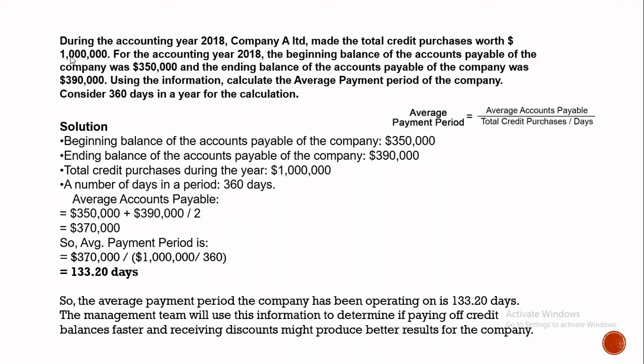The management team will use this information to determine if paying off credit balances faster and receiving discounts might produce better results for the company. Because if you're paying your payables faster, the other side, the companies and the suppliers doing business with you, will be even happier and they will do more business with you. So it will increase your chance of doing good business in the market.